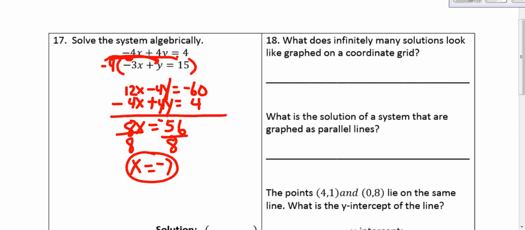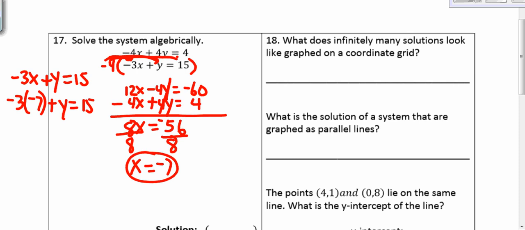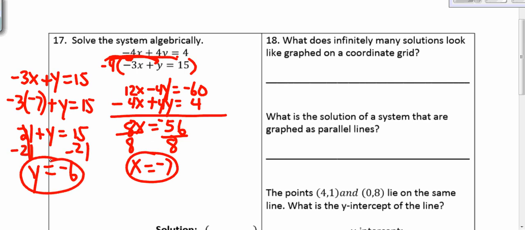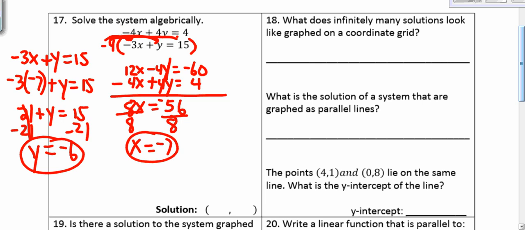I don't know which equation looks easier, but I'm just going to go with the bottom one because remember I have to solve for y, so I'm just going to put negative 3x plus y equals 15. So my x is negative 7, so I'm going to substitute that in, and there it is. So this is negative times the negative is 21 plus y equals 15. And that's exactly why I picked the bottom one, because now I don't have to do anything else. This is negative 6. So my solution for this one is negative 7, which is the x, negative 6.